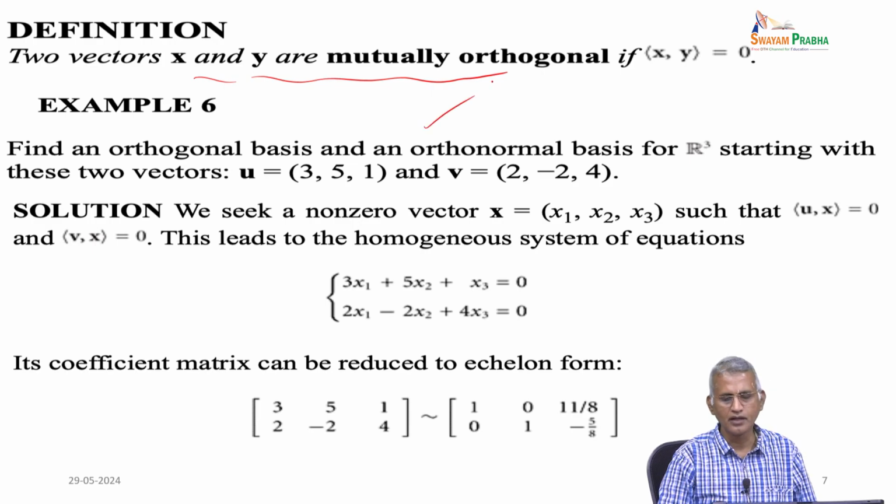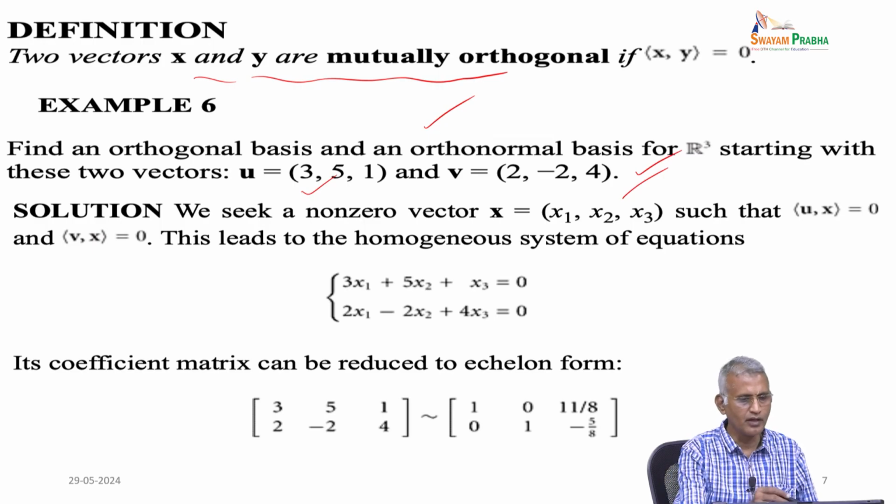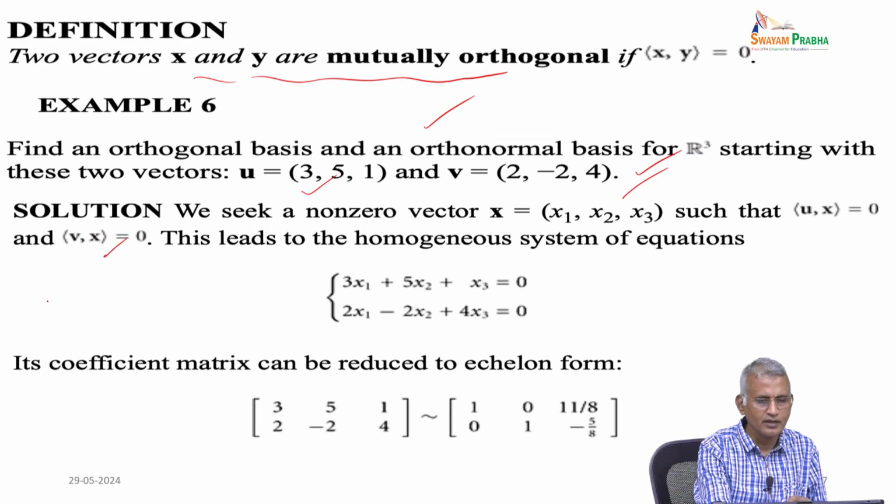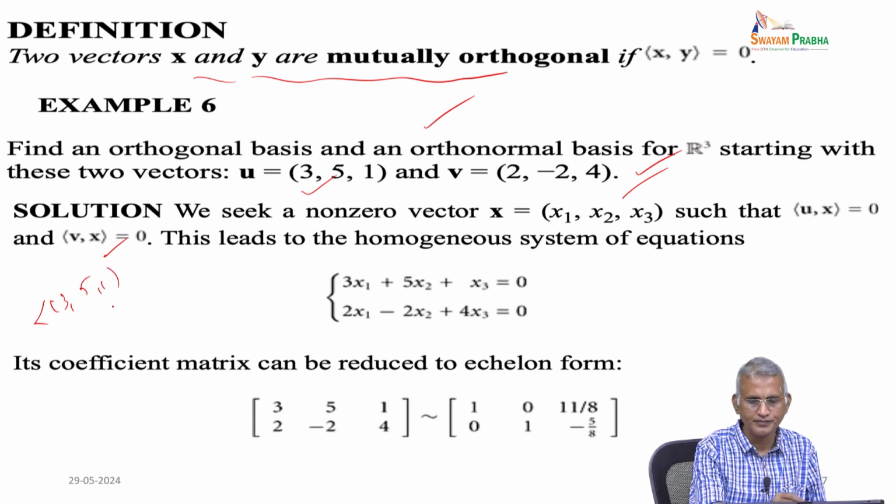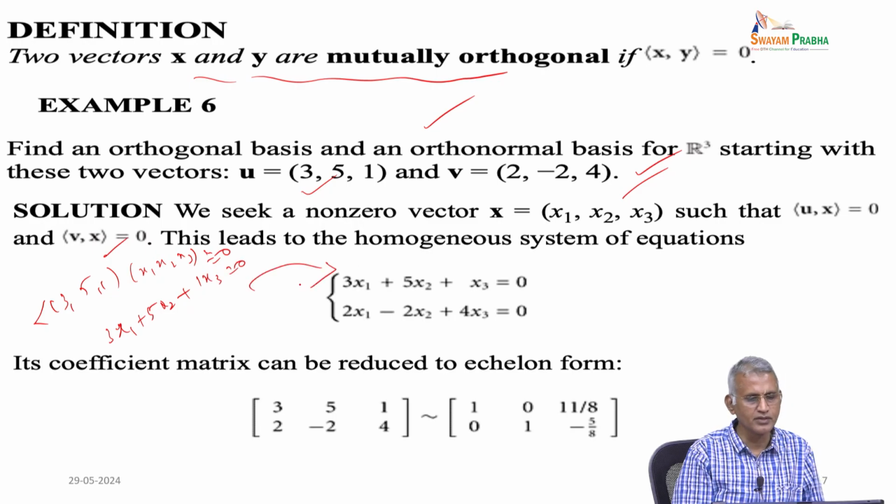Find an orthogonal basis and an orthonormal basis for R^3, starting with u equal to (3, 5, 1) and v equal to (2, -2, 4). Now, we seek the non-zero vector x equal to (x1, x2, x3) such that the inner product of u, x equals 0 and v, x equals 0. So, (3, 5, 1) with x, that is (x1, x2, x3), equal to 0 means 3 into x1 plus 5 into x2 plus 1 into x3 equal to 0. So, this is the representation of this.